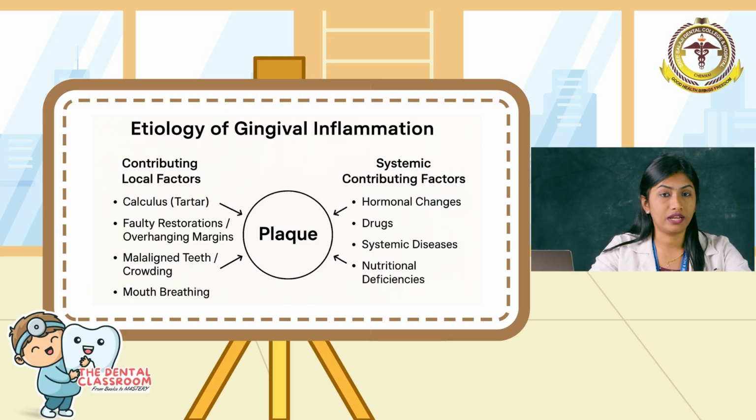The main plaque organisms which are going to cause the initial stage of inflammation are gram-positive cocci and rods, and also anaerobic conditions. So, these organisms have a major role in the gingivitis condition.